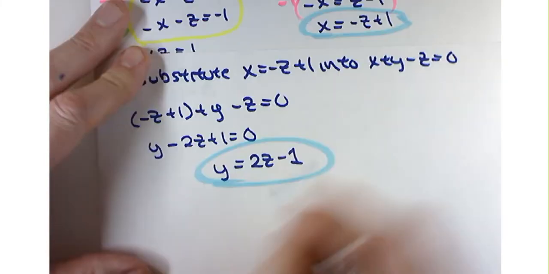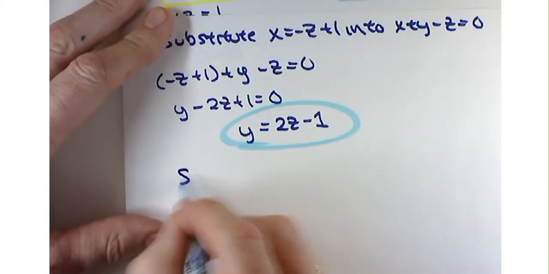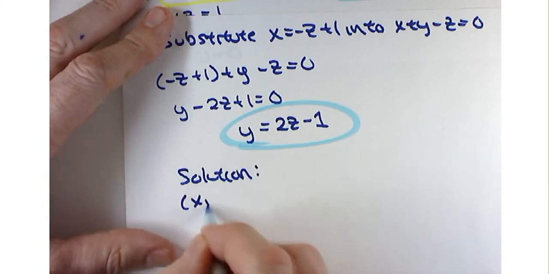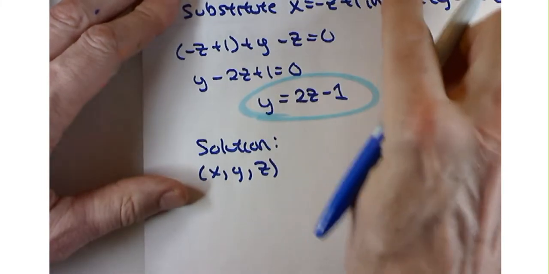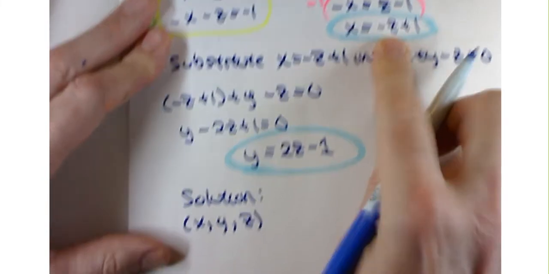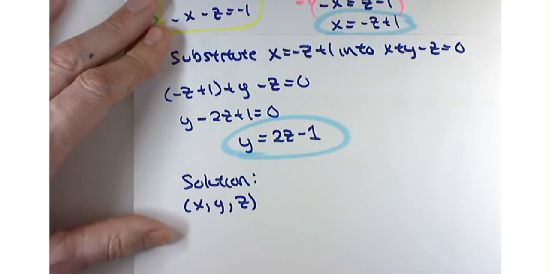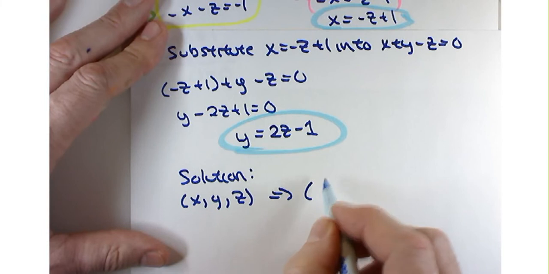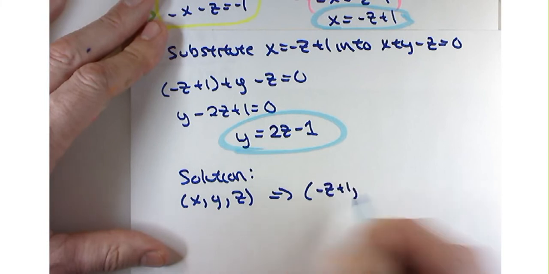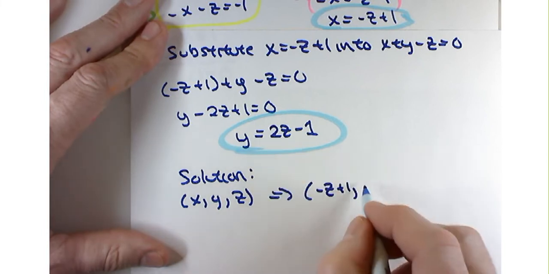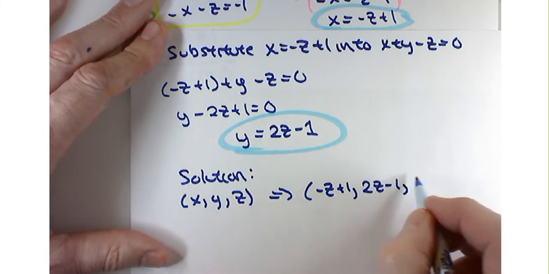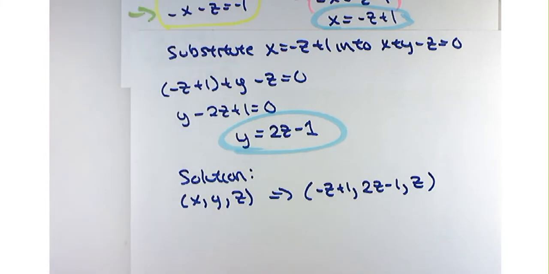So my solution overall, instead of x, y, and z, I'm going to put this expression up here. I'll zoom out a little bit. It's going to be negative z plus 1, and then 2z minus 1, and I don't know what z is, so it's just z, like that.